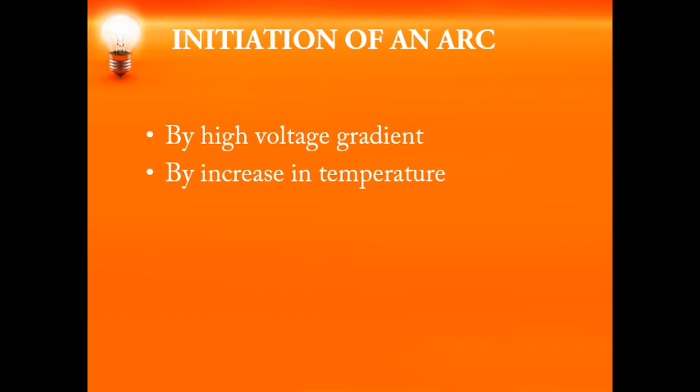contacts of the breaker. When this voltage gradient becomes very high, the electrons which are present on the contact surface are dragged. That causes ionization of the particles which are present between the contacts. The fixed contact and moving contact are nothing but the electrodes, one is the anode and the other one is the cathode.